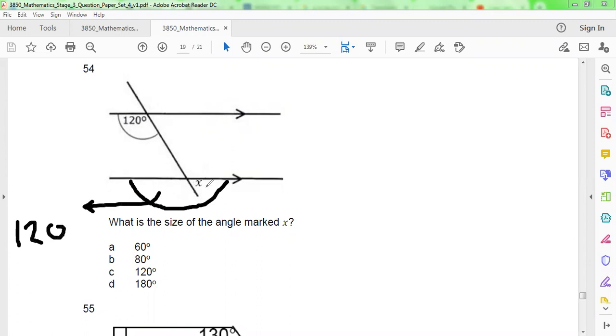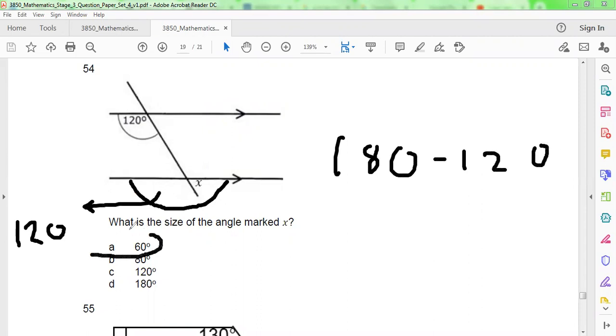As you can see, this angle is on a straight line. Angles on a straight line measure 180. So 180 subtract 120, we get 60.